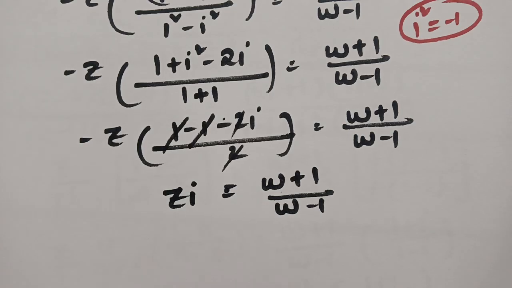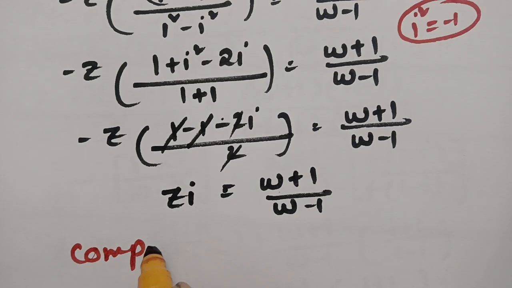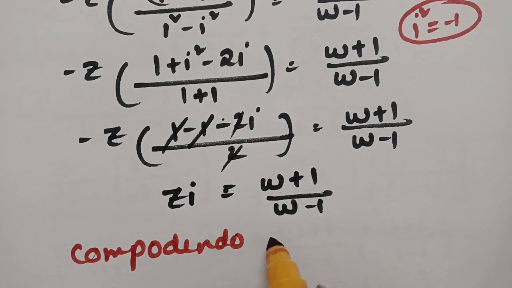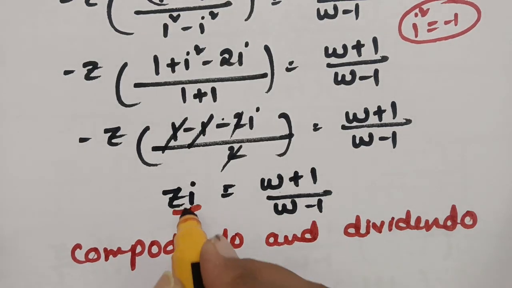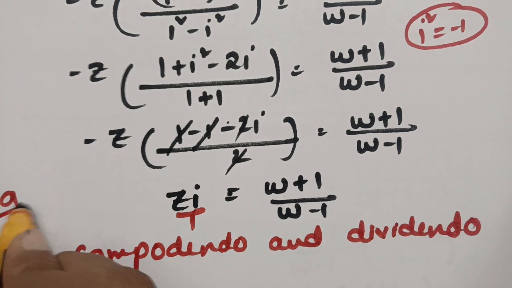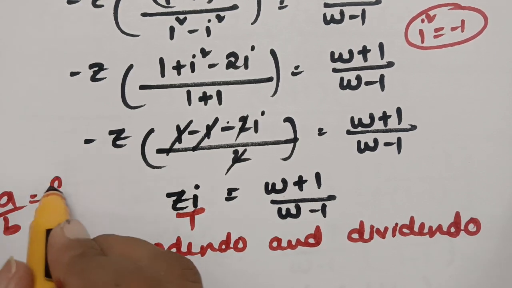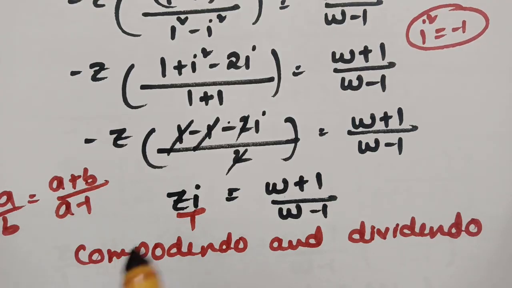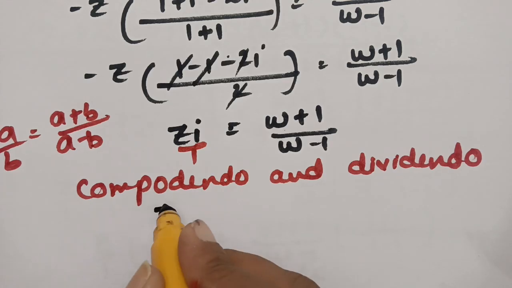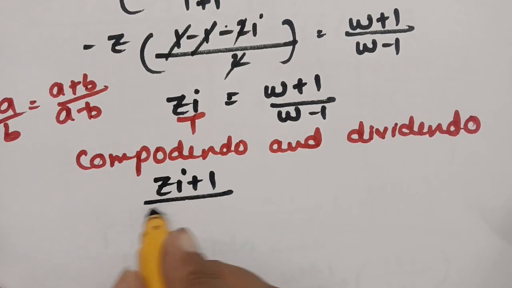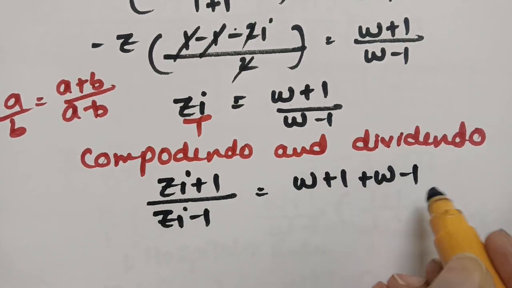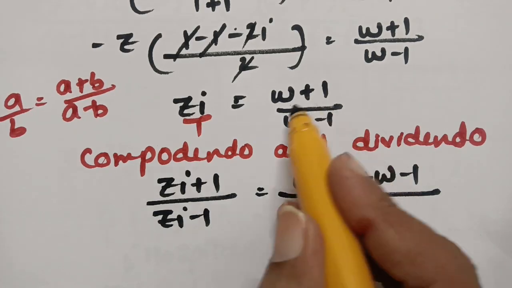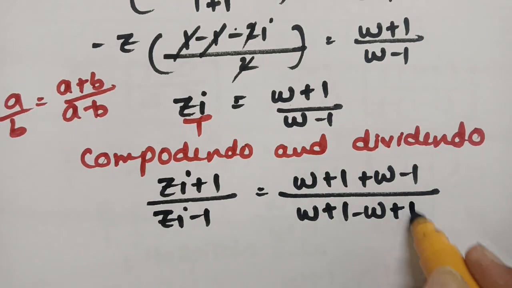So here I am applying componendo and dividendo. This is componendo, and this is dividendo. For componendo and dividendo, if there is a fraction here, we have to make an addition one time and a subtraction one time. That's what I'm applying here. So this will be Zi plus 1, and this will be Zi minus 1. So here this will be W plus 1 plus W minus 1. Here this is W plus 1. If I make a minus, this is minus 1, this is plus 1.